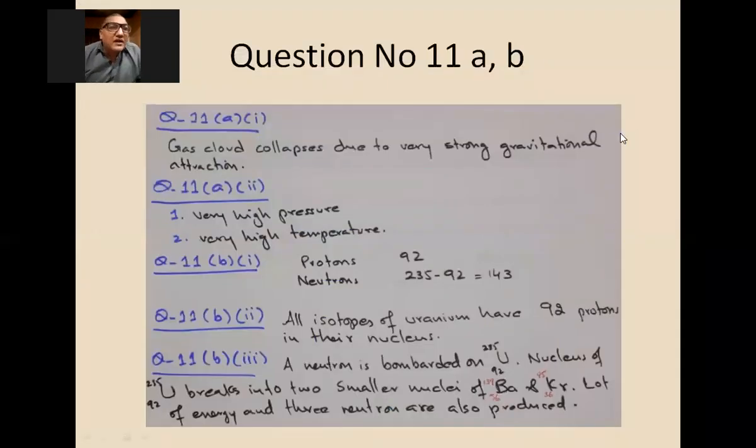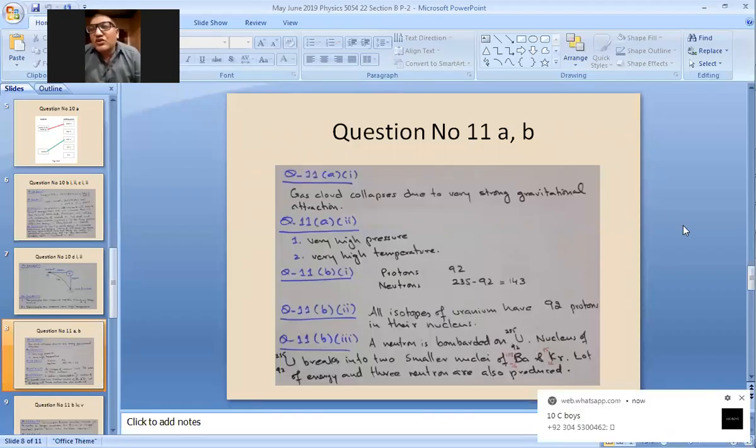So you see, a neutron is bombarded on the uranium-92-235. Nucleus of the uranium-92-235 breaks into smaller nuclei of the barium-56-139 and the krypton-36-95. Lot of energy and three neutrons are also produced. This is the byproduct of that reaction. Lot of energy and three more neutrons. And those three neutrons, they can further bombard other three uranium nucleus, and this process goes on.